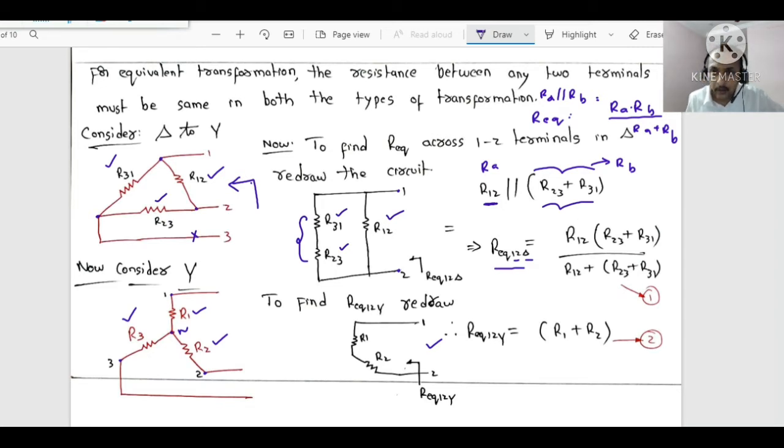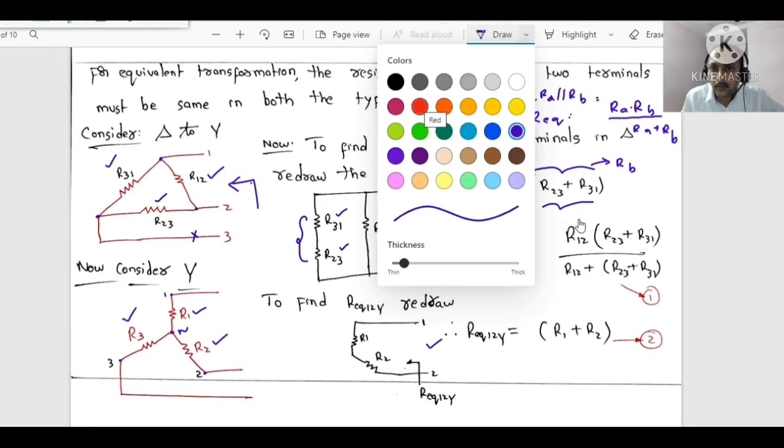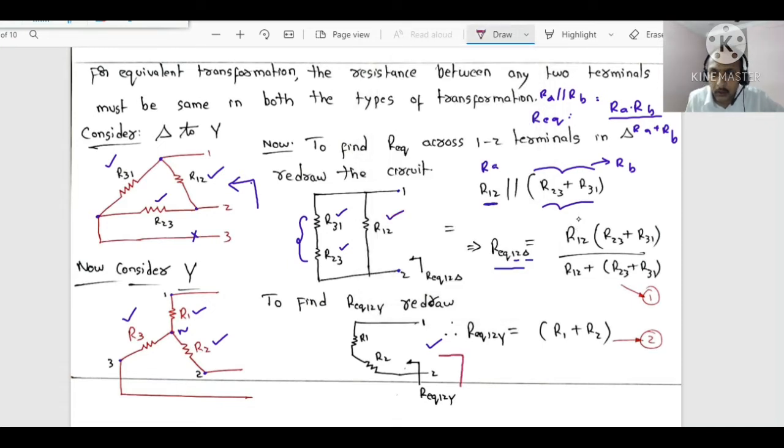Now come to the equivalent resistance in star connection. You have to look into the circuit. Observe, current came up to here, it is flowing like this. So R1 and R2 are in series. That is what we have written here. R equivalent between 1 and 2 in star connection is equal to R1 plus R2. Clear? Now for the transformation to be equal, this one must be equal to this.